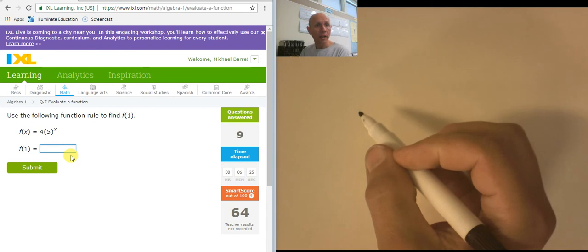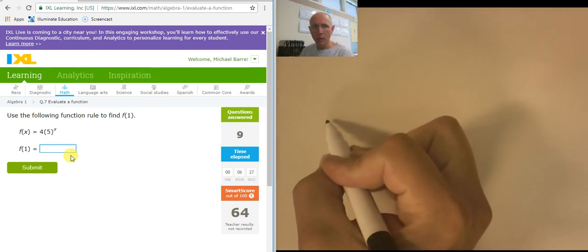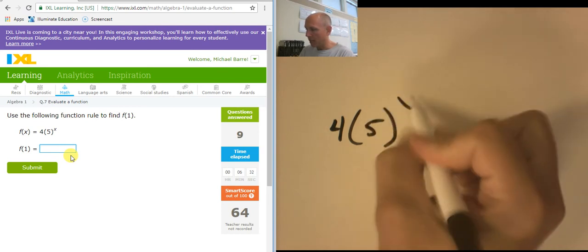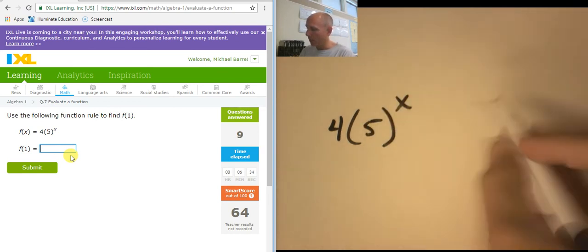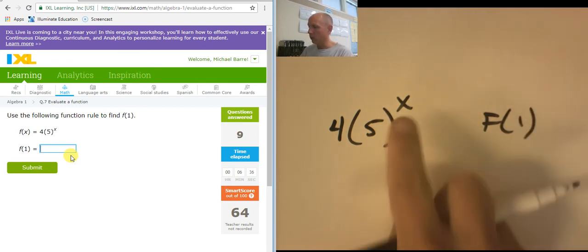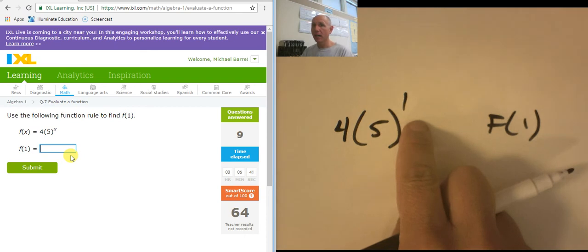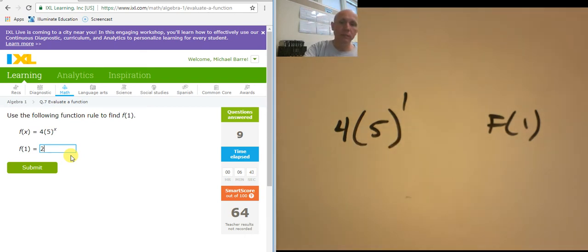Oh, okay. I like this. So I'm going with 4 times 5 raised to the x power, and I want to find f of 1. So I'm going to replace the x with a 1. So 5 to the first is 5 times 4 is 20.